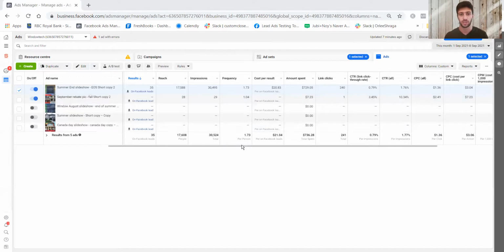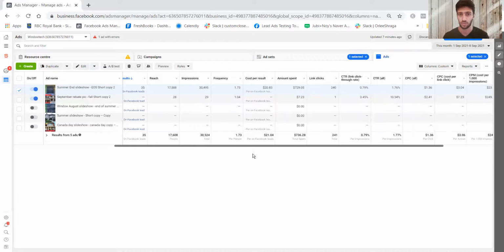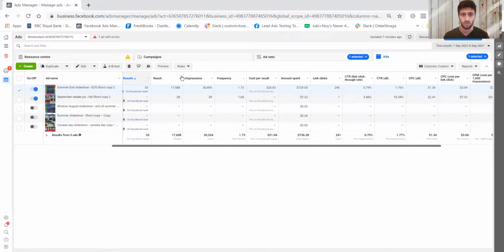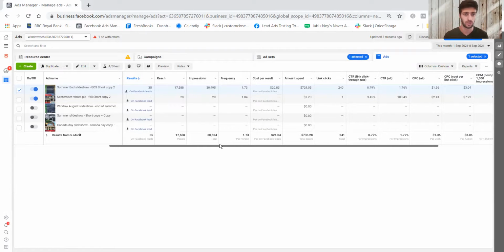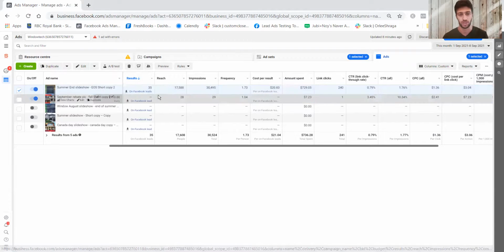So what I'm going to do first, very briefly, just to make sure we're on the same page, is go through what the different metrics mean, and then we can get started, okay, very quickly. So obviously results is what you're optimizing for. In this case, it's leads. This campaign is using Facebook lead forms. Okay, we've been seeing that it's working a lot better for our clients here, especially after iOS 14.